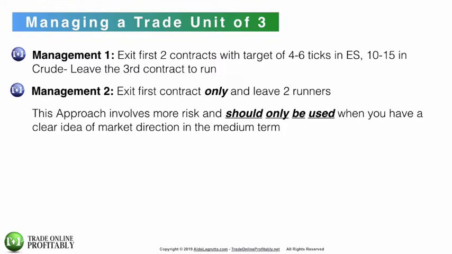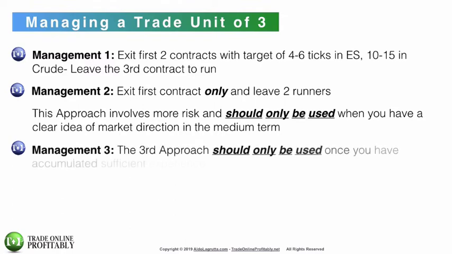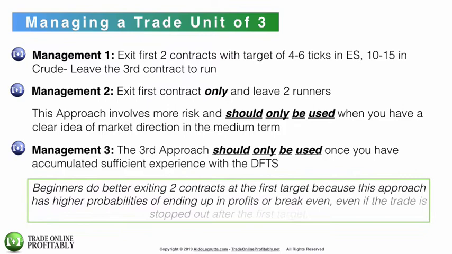Today, I want to show you a third approach, one that is a lot more professional and desirable. However, you can only use it once you have accumulated sufficient experience with the DFTS. Beginners do better exiting 2 contracts at the first target because this approach has higher probabilities of ending up in profits or at least break even if the trade is stopped out after the first target. Having more winners than losers, even if the winners are small, sometimes can really help us with our confidence.